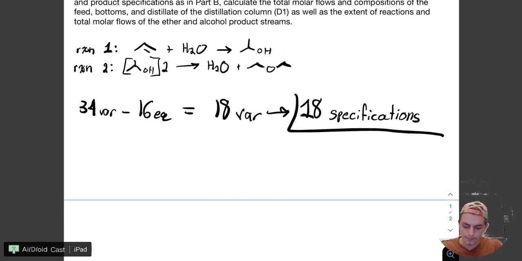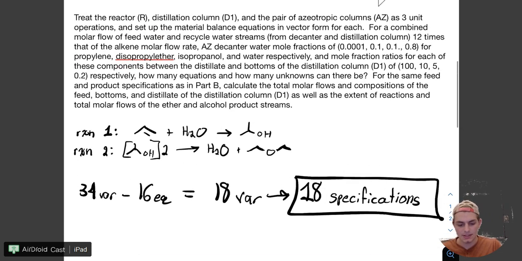Now, luckily, I do believe that we are given 18 specifications within our statement here. We just kind of have to sort through it and actually find them. So we did 3 unit operations to set up the material balance equations.